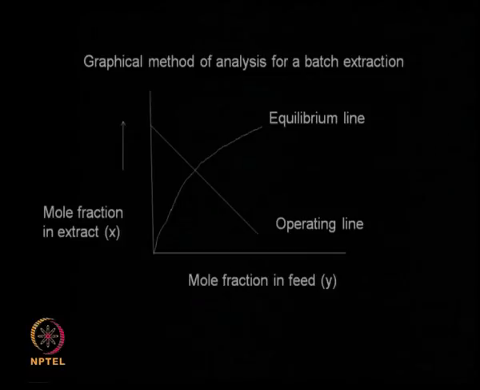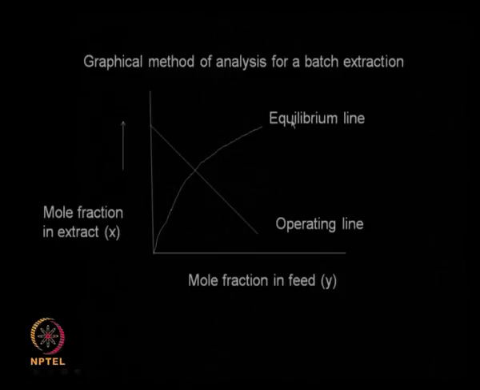How do you use a graphical method for solving? Just like adsorption, if you recall, you will have an operating line and an equilibrium line. The operating line is your mass balance, the equilibrium line is nothing but your Y is equal to Kx type of line. Why is there a slight bend here? The bend could be because K is changing as a function of concentration. Otherwise, if K remains constant irrespective of concentration, then this also should be a straight line.